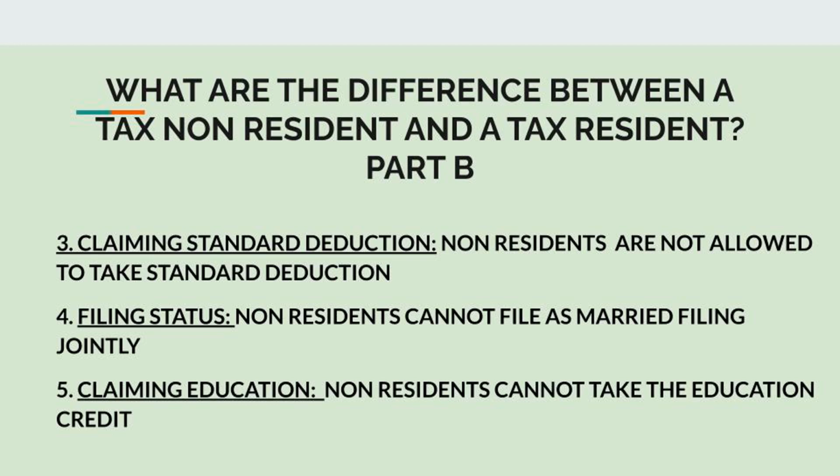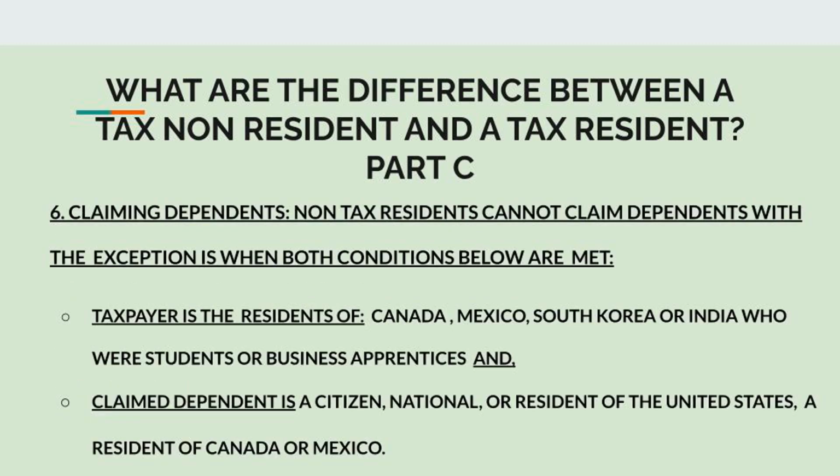The fifth one has to do with claiming the education credit. Unlike residents, non-residents cannot take education credits such as the American Opportunity Tax Credit and the Lifetime Learning Credit. The next one has to do with claiming dependents. Unlike tax residents, non-tax residents cannot claim dependents.